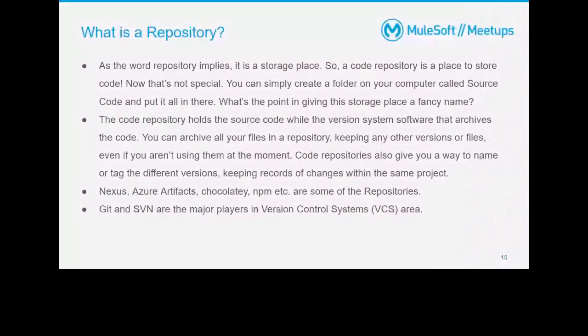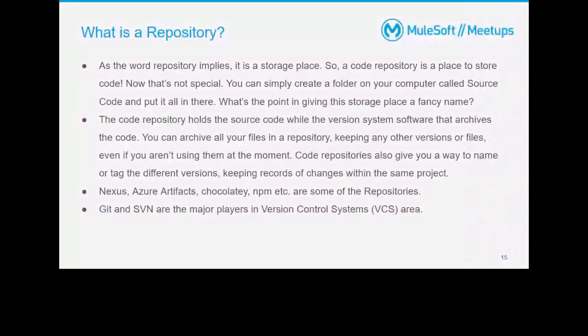Some of the repository names are Nexus, Azure, and Chocolatey. These are some repositories which are there in the market. And some major version control systems are Git and SVN. These are the major players existing in the market. So, Kushagar, can we go to the next slide?